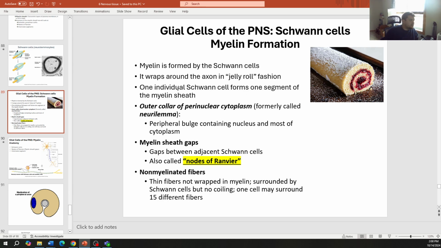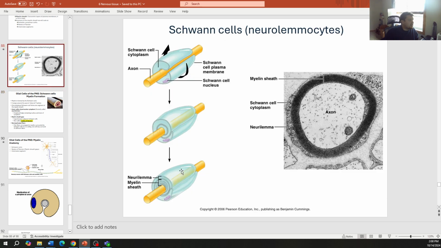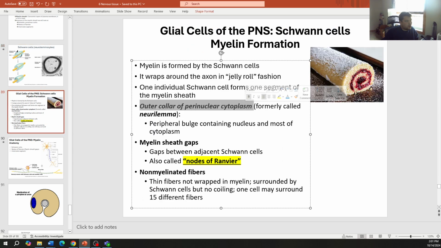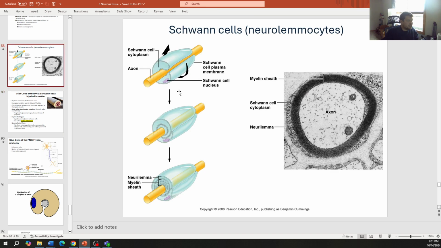And one individual Schwann cell forms one segment of the myelin sheath. We call these the nodes, these internodes. So one individual chunk of myelin. Each chunk of myelin is one single Schwann cell. Couple vocab, we have an outer collar of the perinuclear cytoplasm. That's called the neurolemma. There's a neurolemma, it's that outermost layer.